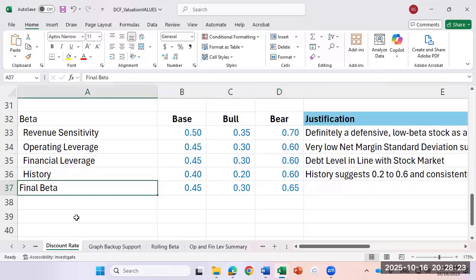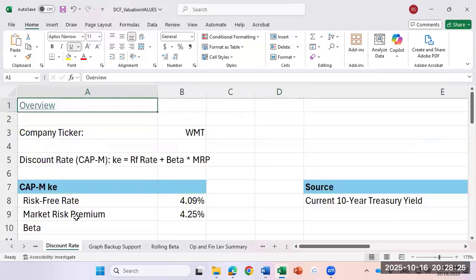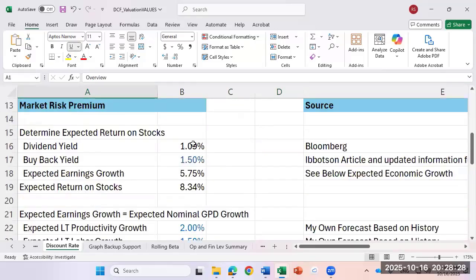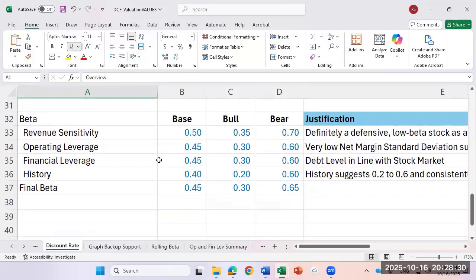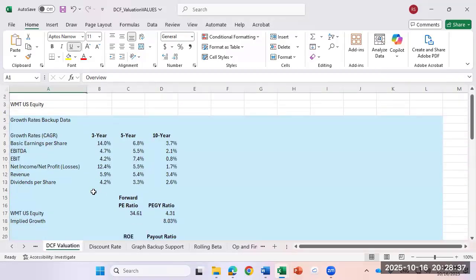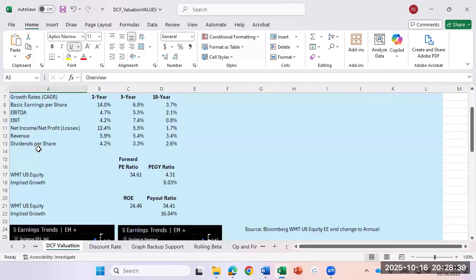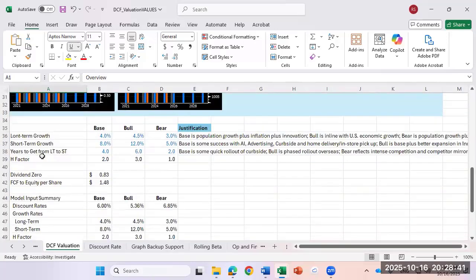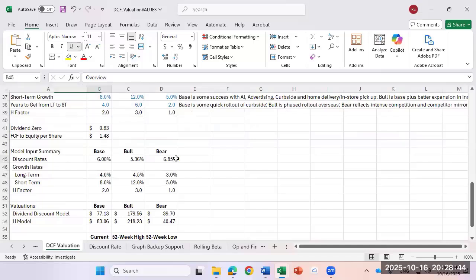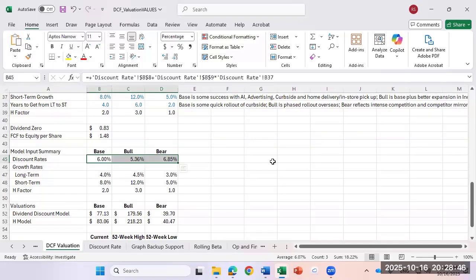All right, so that should give you a discount rate. I don't actually have the discount rate in here, but it's going to be on the valuation side. Somewhere in here, I'll put the discount rate. Oh, here's the discount rate. So there's my discount rates. 6% is my base case. If you believe Walmart stock was going to return 6% for you, and you can buy 10-year treasuries at 4%.